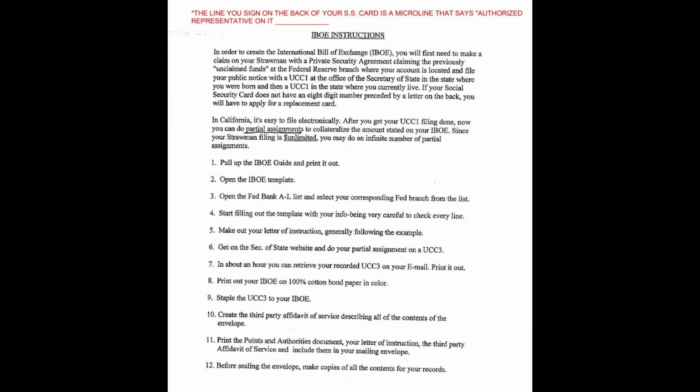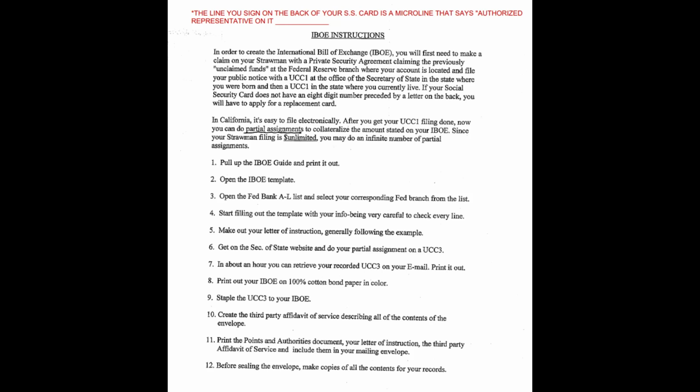So if your social security card does not have an 8-digit number preceded by the letter on the back, you have to apply for a replacement card. In California, it is easy to file electronically after you get your UCC1 filing done. Now you can do partial assignments to collateralize the amount stated on your IBOE.